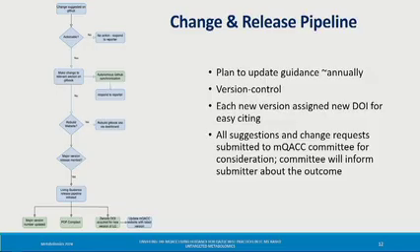Each new major version that we release, ideally annually, will have a new DOI for easy citing, and all suggestions and change requests, no matter who makes them, will be submitted to the mQACC committee. And whether we decide to action them or not, we'll respond to say we've made this change, or sorry, we don't think that this change is appropriate. And once we decide we want to release a new major version, we can kick off an automated pipeline that will update the major version number, compile a PDF, get a new DOI from Zenodo, and update the website, all with the push of a button rather than having someone do that manually.